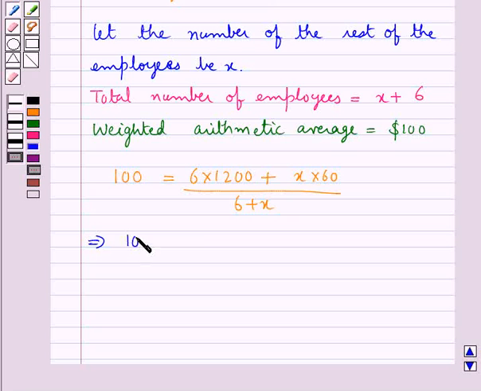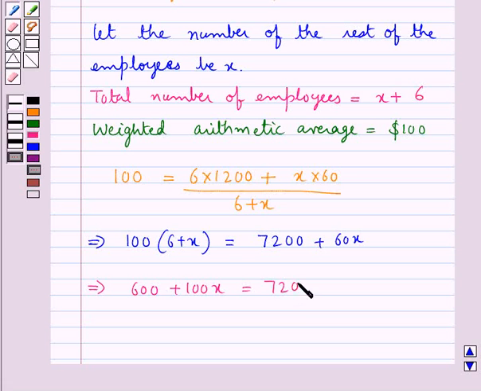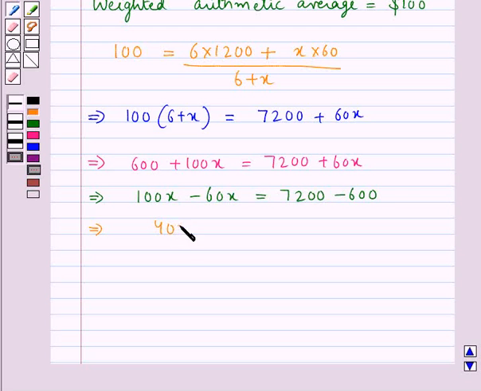Now cross multiplying we get 100 into (6 plus x) whole is equal to 7200 plus 60x, that is 600 plus 100x is equal to 7200 plus 60x. Further, 100x minus 60x is equal to 7200 minus 600. This gives us 40x is equal to 6600. That is, x is equal to 6600 upon 40. Now the 0 cancels, and 4 into 165 is 660. Therefore, we have x equal to 165.